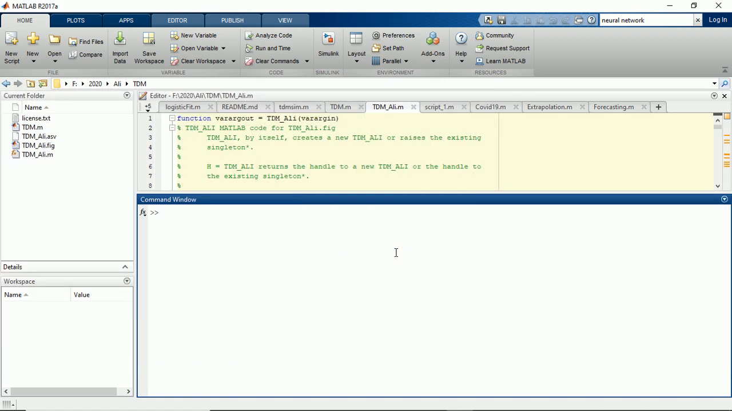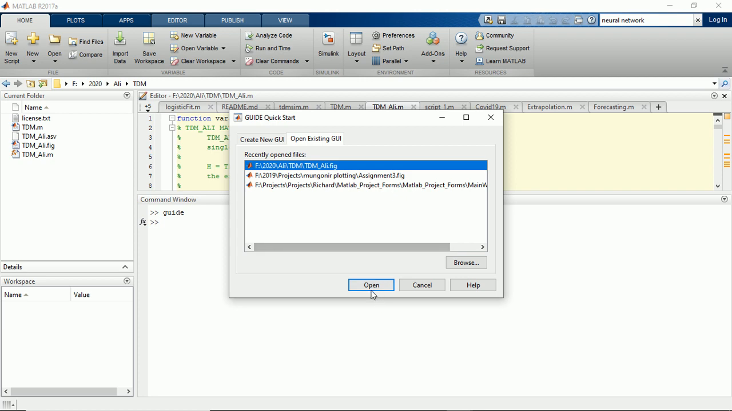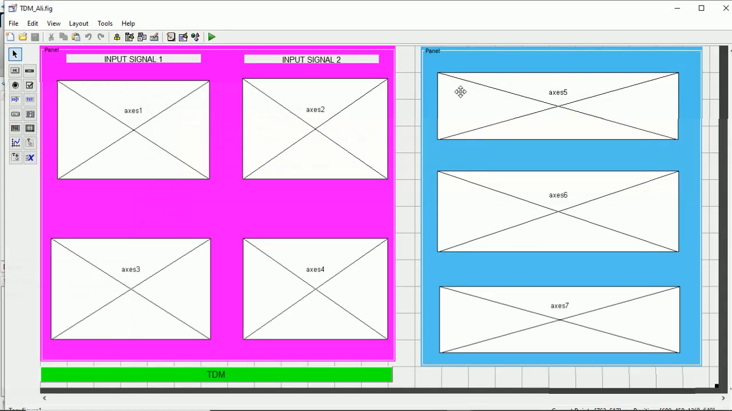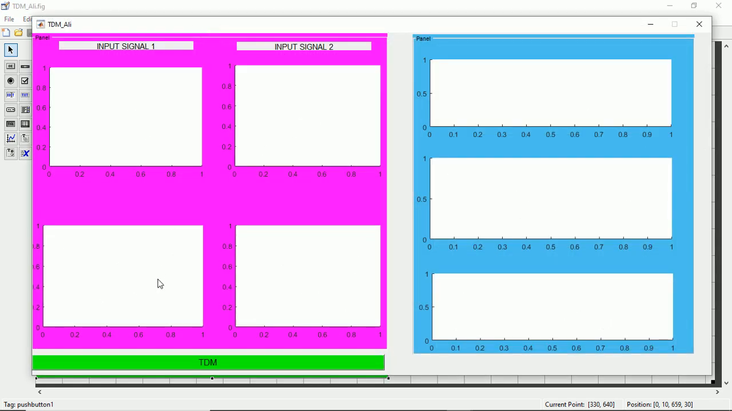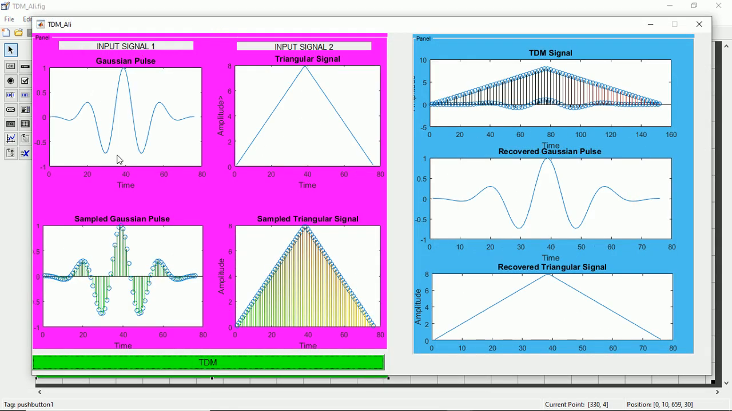I have made a graphical user interface for this, so let's see that. Okay, let's execute the script. First input signal, second input signal. The first channel has a Gaussian pulse, the second channel has a triangular signal. Sample Gaussian pulse, sample triangular pulse.